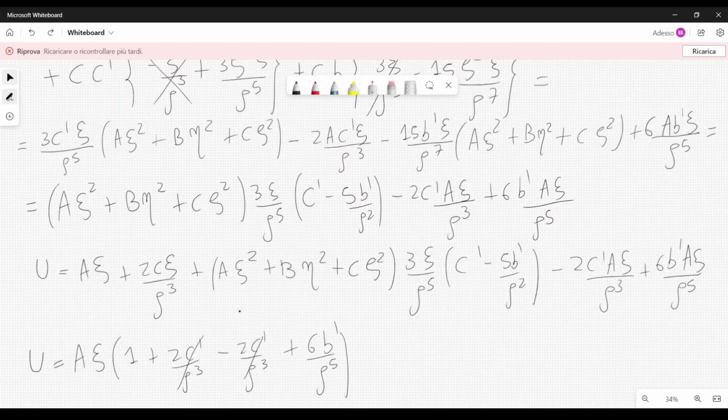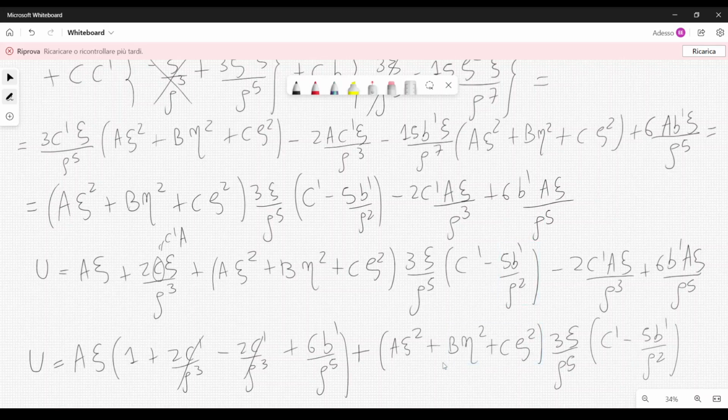This expression below here comes from the fact that I have put together this term here, because c is equal to c prime times a, so you can collect xi times a from these two. And then I have also collected a times xi from these two. And then we are left with a xi squared plus b eta squared plus c zeta squared times 3 xi over rho to the fifth power times c prime minus 5 b prime over rho squared.